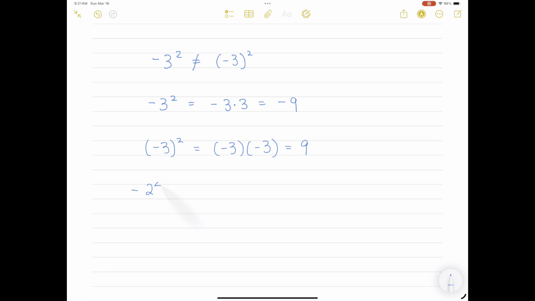Negative 2 to the fourth power equals negative 2 times 2 times 2 times 2, which equals negative 16. Negative 2 inside of the parentheses to the fourth power, however, equals negative 2 times negative 2 times negative 2 times negative 2, which equals positive 16.